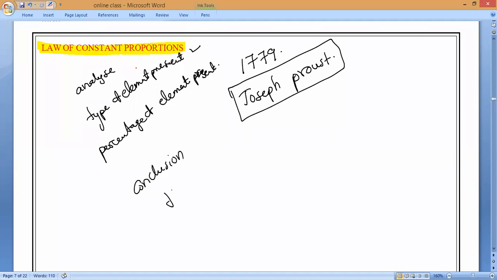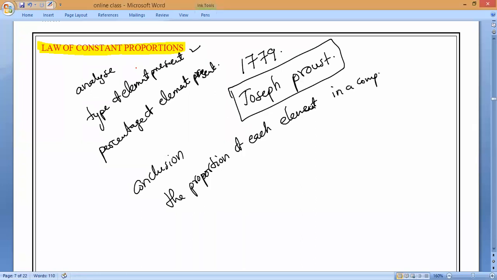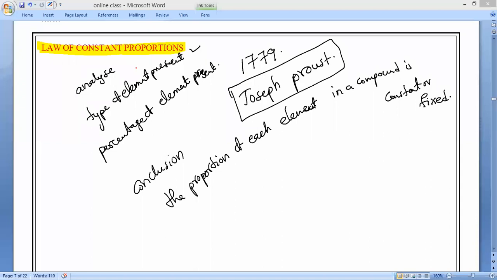Understanding, everybody? The proportion of each element in a compound is constant, or we can say it is fixed. Is it okay, everybody? Please respond. So, based on so many observations, Proust formulated the law of constant proportion. So, what is this law?